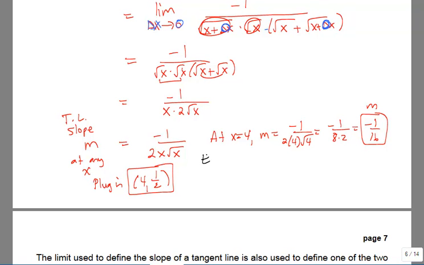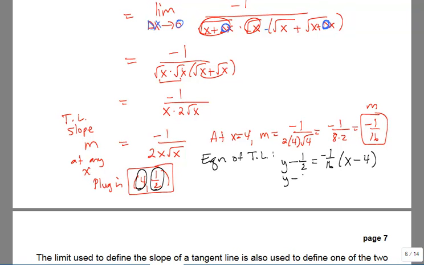So remember that to find the equation of your tangent line, you're going to need to use that point-slope formula. y minus the y coordinate, which in this problem is this 1/2, equals our slope, which we just worked really hard to find, negative 1/16, times x minus the x coordinate, which is our 4. And then you just want to clean that up a little bit.